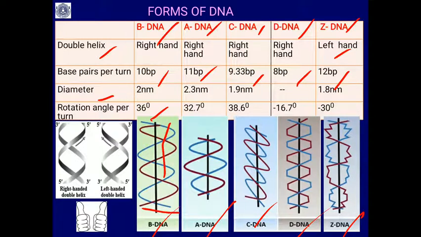In Z DNA it is in reverse order, minus 16.70, so it is minus 30 degrees. So it is the left-handed double helix, that's why. Here you can see the right-handed double helix, and the left-handed double helix you can see in the case of Z DNA. If you treat with EDTA, then the left hand will change into right hand.